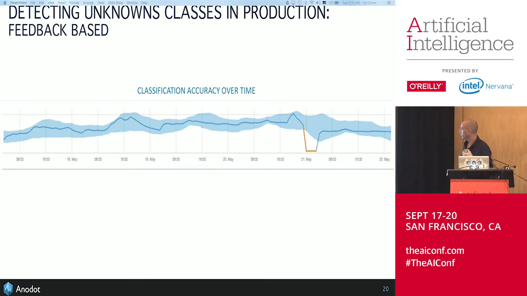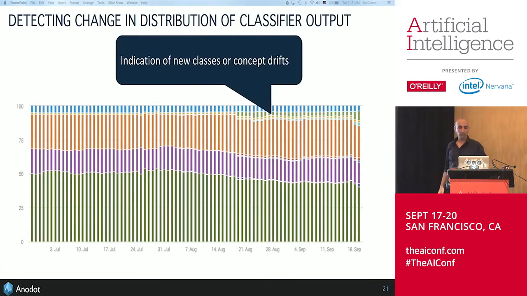Are your algorithms still functioning as you think they should? If you're doing classification and you have a way to get feedback from users, you can actually track the classification accuracy of classifiers. If you don't have a way to collect feedback about whether you gave the right or wrong answer, you can even track the distribution of your classifiers' outputs, what types of classes they say.